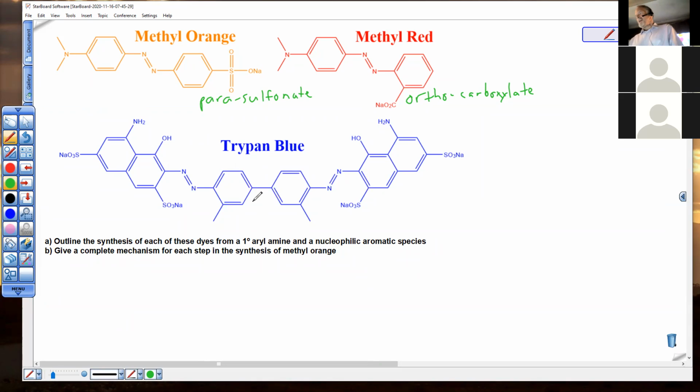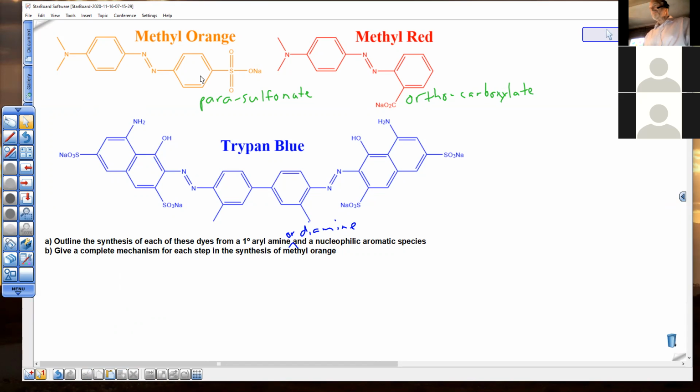And we're going to have to break it down and figure out how this thing was made. So we're supposed to outline syntheses of each of these dyes from a primary aryl amine. You might have to have a diamine and a nucleophilic aromatic species, and then give a complete mechanism for each step in the synthesis of methyl orange. So why don't we do that?